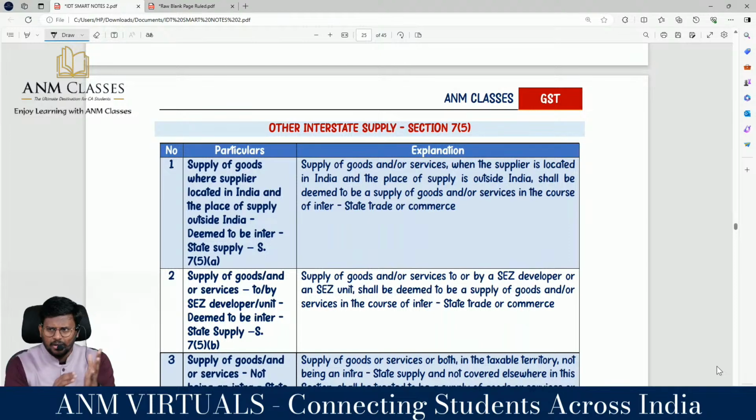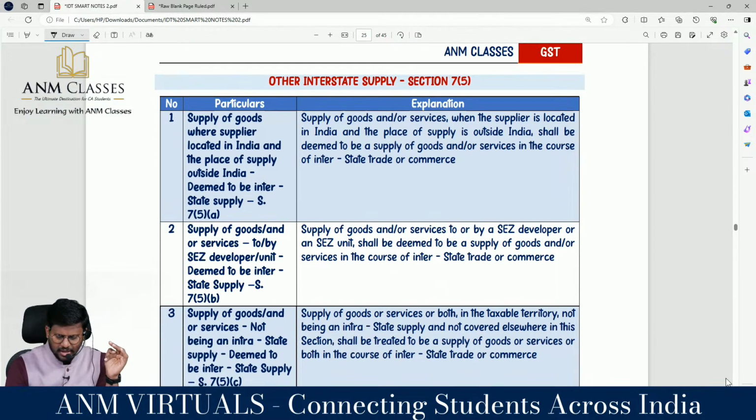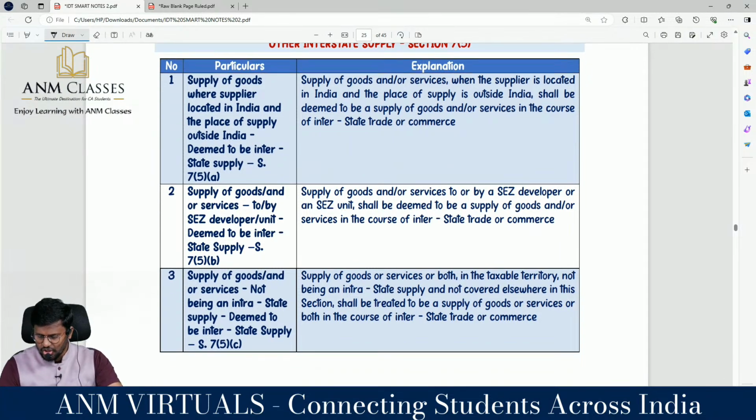So what is 7.1? Interstate supply of goods. What is 7.2? Import of goods. What is 7.3? What is 7.4? Now other interstate supply is covered in section 7.5. 7.5 has clauses covering 3 categories: 7 subsection 5 clause A, clause B, and clause C.